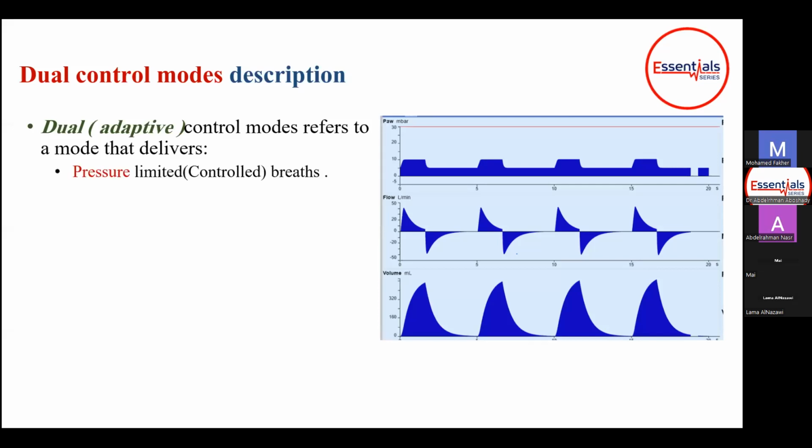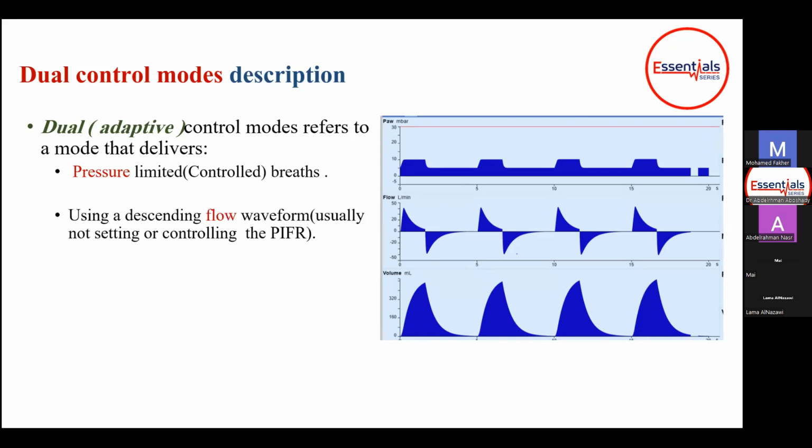These modes deliver a constant pressure through the whole inspiratory cycle. The pressure is limited, as we can see, but this limit of pressure is not constant between breaths. The pressure limit in the dual control modes can increase or decrease according to the lung mechanics. The breaths are still pressure limited or pressure controlled, but this pressure limit is not constant. It changes from one breath to another to adapt to the change of the compliance or resistance in the patient.